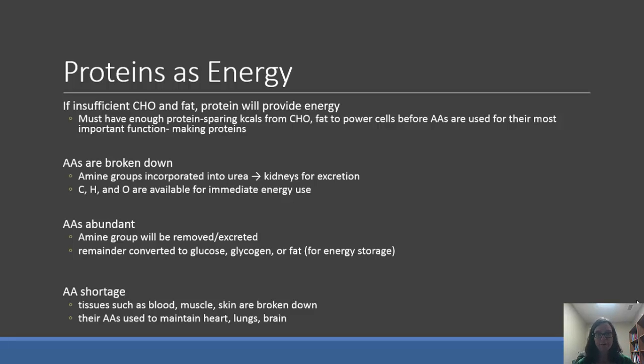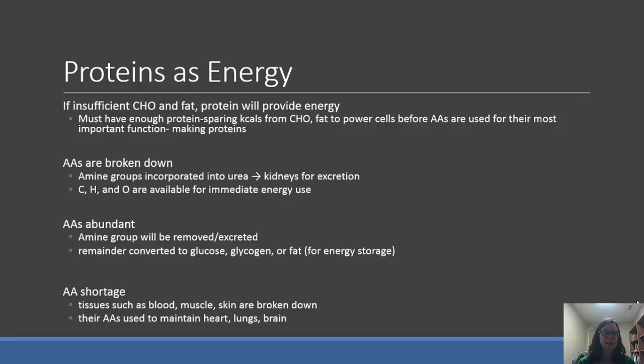So if our bodies don't have enough energy from carbohydrates or fat, then they'll use amino acids for energy, and in that way the amino acids will be deferred from their function of making the proteins for all the functions that we've talked about until now. So amino acids are first broken down. The amine group is taken off and incorporated into urea and then excreted through the kidneys. And then the carbon, hydrogen, and oxygen, what we would call the carbon skeleton, are available for immediate use as energy.